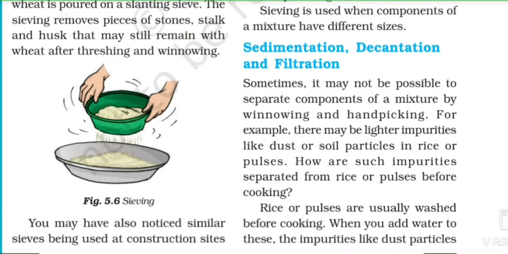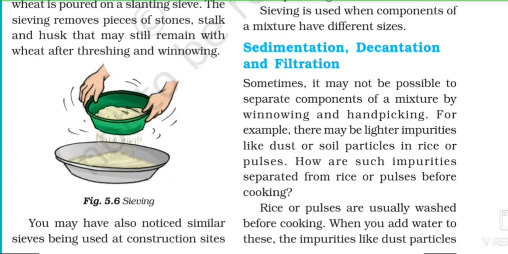Okay, today you will study the separation of insoluble solids from liquids. The processes of sedimentation, decantation and filtration are usually used to separate insoluble solids from liquids. We have already explained how solid to solid mixtures are separated using various methods, that is winnowing, threshing, hand picking, etc. But how will you separate a solid from a liquid?